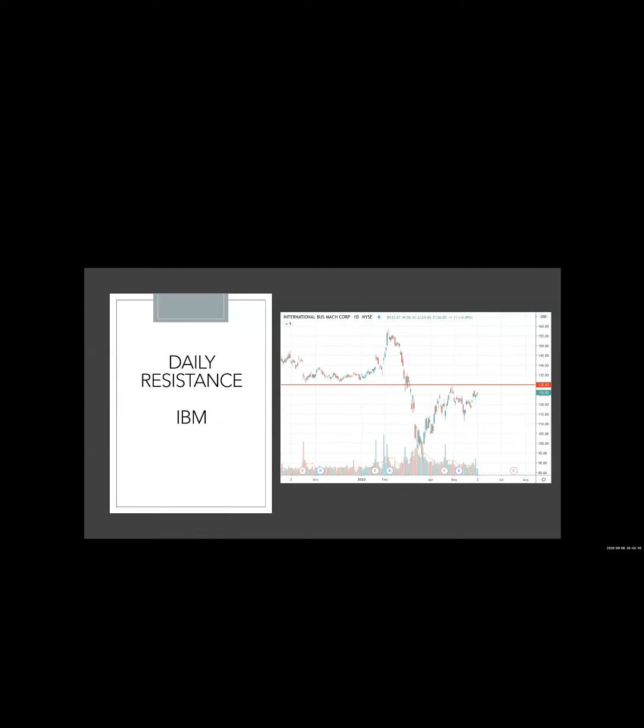Daily resistance for IBM. So this is very clear, like I said, this was support. So 130 level back in late 2019. You can see it rejected it twice here on the daily, 130. Coronavirus happened. It broke through that level, absolutely smashed through that level. And then it came up.